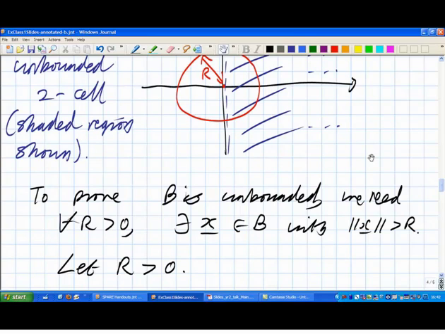Anybody else? Who's got a formula for me for a point that's definitely in B, but which is definitely distance more than R from the origin? Can anyone name a pretty specific point in terms of R? You need to give me a couple of coordinates. Any suggestions? Yes? R plus 1, 0 is a good one.